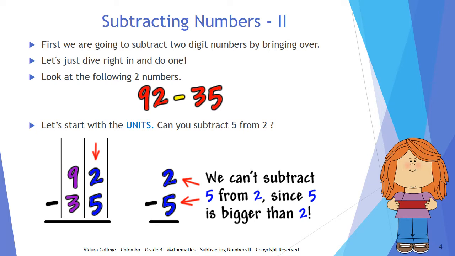Subtracting numbers part 2. First, we are going to subtract 2-digit numbers by bringing over. Let's just dive right in and do one. Look at the following two numbers, 92 minus 35. Let's start with the units. Can you subtract 5 from 2? We can't subtract 5 from 2, since 5 is bigger than 2. So what can we do now?